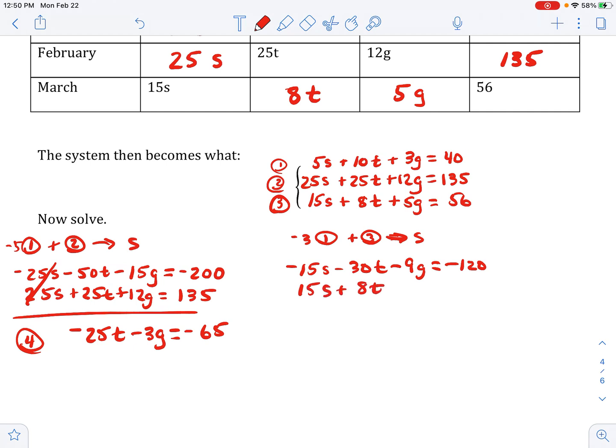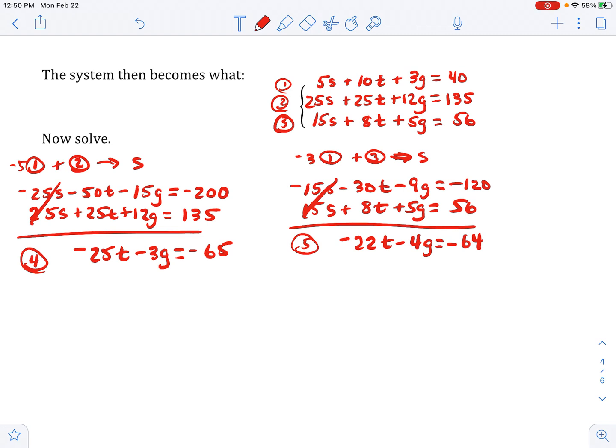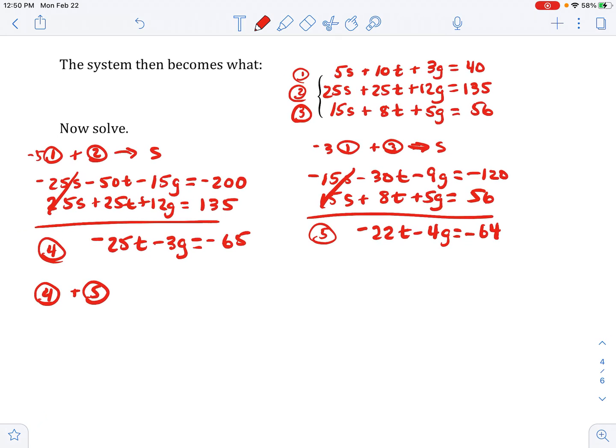Okay, so S's will eliminate again, and we'll have negative 22T minus 4G equals negative 64. And that's equation number 5. All right, so now we need to choose 4 and 5. And let's see, what should we eliminate? Should we try the G's? It might be easier to get a common elimination with G's. So I'll tell you what, they can both become 12, right? So I'm going to go ahead and multiply equation 4 by, let's do negative 4.